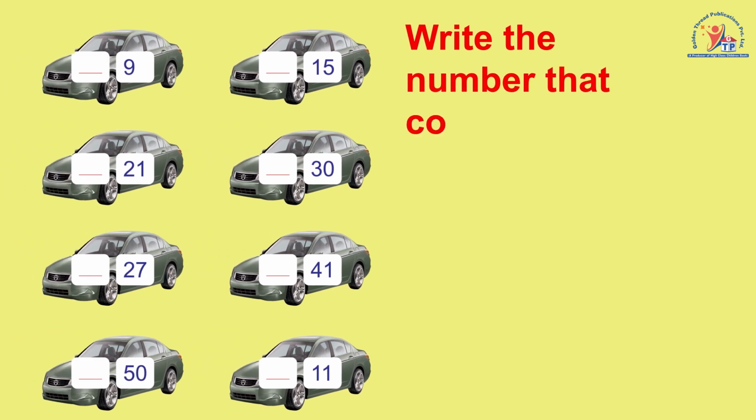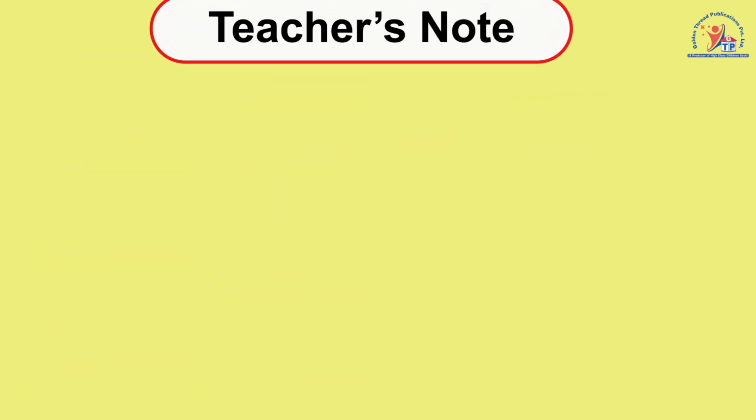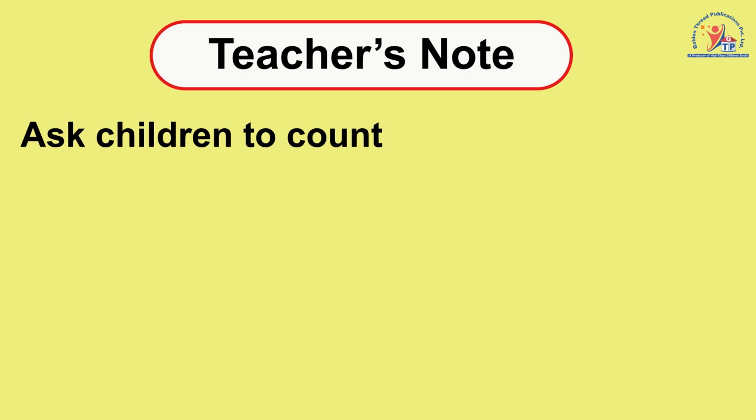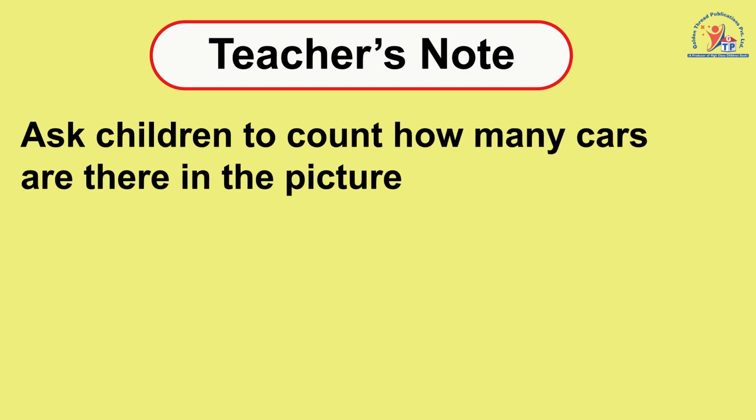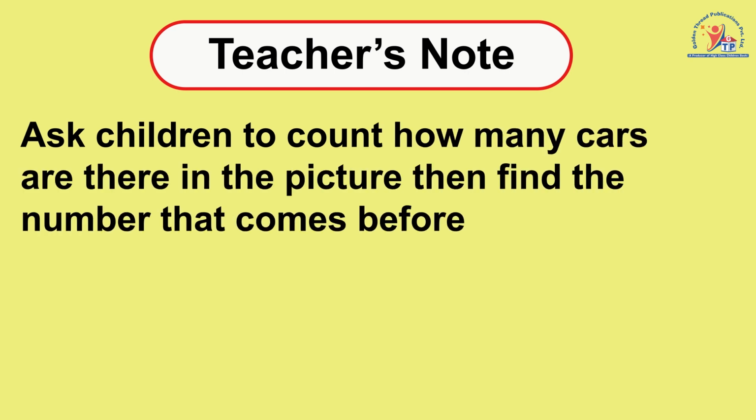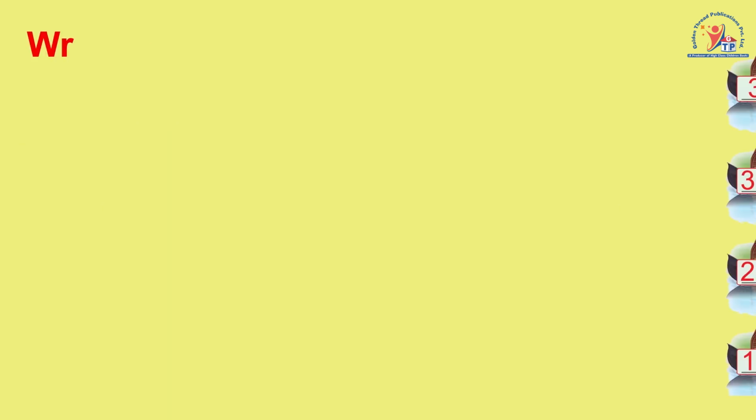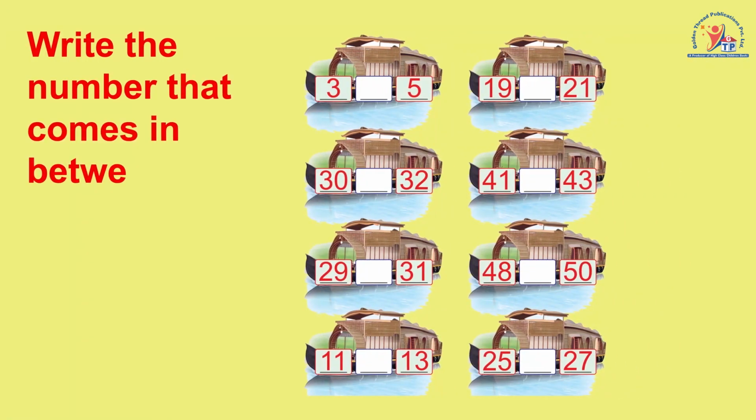Write the number that comes just before. Teacher's note: ask children to count how many cars are there in the picture. Then find the number that comes before the number given in the box. Write the number that comes in between.